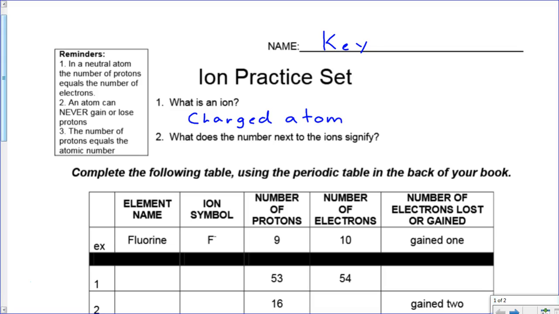Okay, a charged atom. And then with this, it says, what does the number next to the ion signify? It signifies a charge. Okay, so it tells you what the charge is. We'll talk about this, but it's based on whether it gains electrons or loses electrons. But the number is the charge.